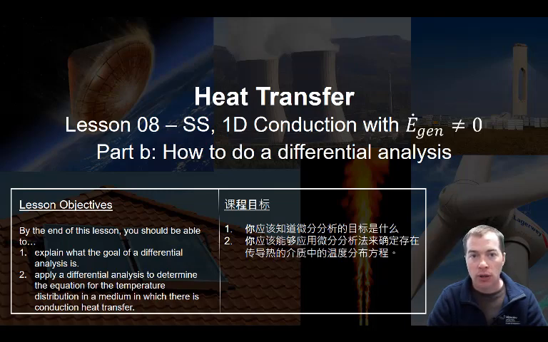In the first part of the lesson, we saw that we need a new form of analysis for categories of problems such as those that include thermal energy generation, because the thermal circuit model does not apply. By the end of this lesson, you should be able to explain what the goal of a differential analysis is. You should also be able to apply a differential analysis to determine the equation for the temperature distribution in a medium in which there is conduction heat transfer.